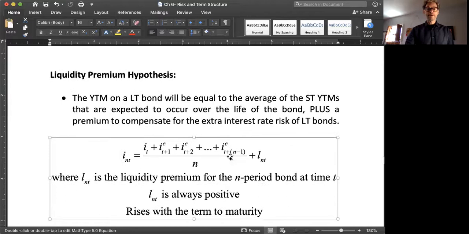So the idea here about the liquidity premium hypothesis is there's really two things that impact how much a long-term bond pays. One is what's going to happen to interest rates over the life of that bond. Are interest rates going to go up? Are interest rates going to go down? And then the second is that you also have to compensate investors for accepting the risk of holding a longer term bond.